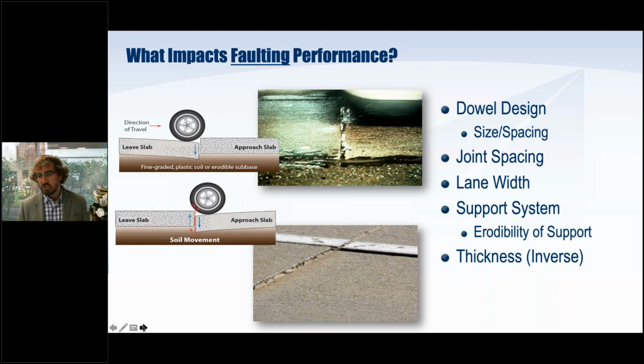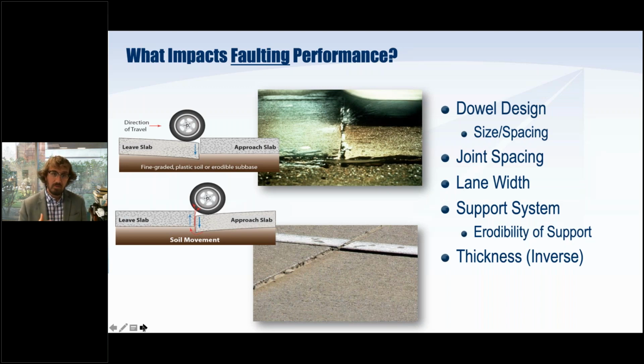Then we have our joint spacing. If we change our joint spacing and reduce our joints down a little bit, that can again impact our faulting performance. We have lane width, which again is getting back to that idea of stresses and how our pavement's responding to that. And then we have support system. So our support system, what the erodibility of that support system really is, can impact the design as well. And that gets into the idea of pumping. Pumping is really what leads to faulting. You can see in that top picture there where we've got moisture as well as fine-grained material getting pumped out of our joints. That's what's going to lead to faulting. So if we can reduce that by reducing the erodibility of our underlying layers, we're going to make a better pavement as well. And finally, thickness.